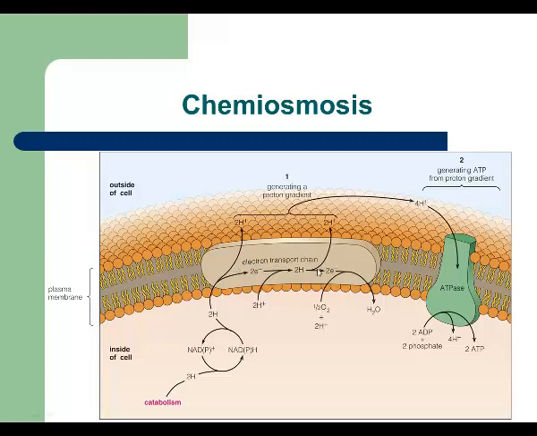Also, let me remind you that all catabolic pathways produce a lot of NADPH molecules. Those NADPH molecules actually are used for the phosphorylation reaction. They help to convert the ADP molecule, which is a low energy molecule, into ATP, which is a high energy molecule.